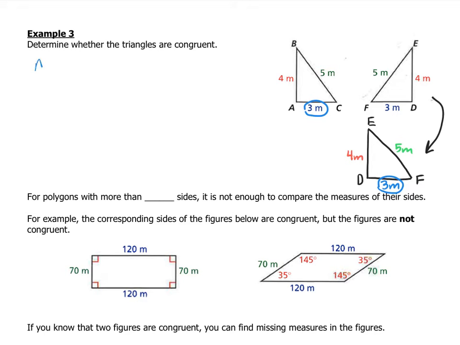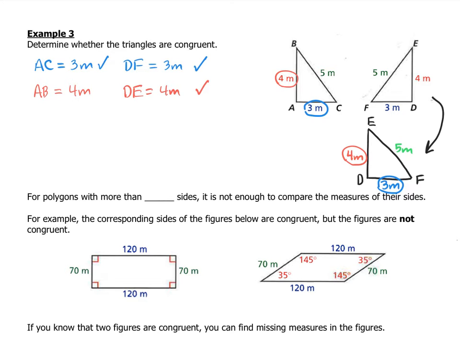And side AC measures 3 meters, and side DF also measures 3 meters. So these two corresponding sides are equal to each other. Okay, let's look at side AB now. Side AB corresponds to side DE over here, and both sides measure 4 meters. So those two corresponding sides are congruent to each other.